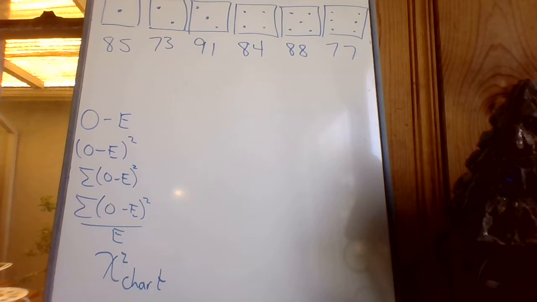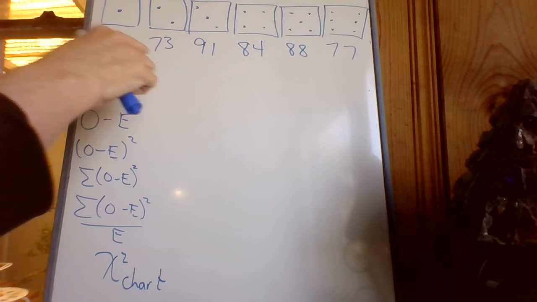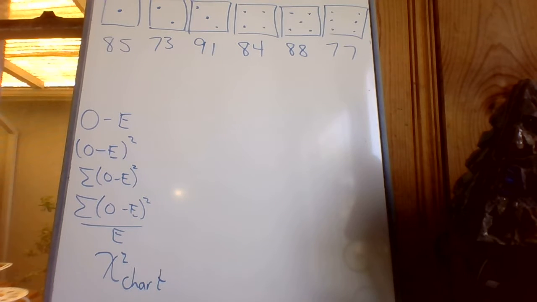Okay, the 85, the 73. That's how many times I landed on 1 when I rolled this die, how many times I landed on 2. And the first question, question A, says, well, how many times did I roll it all together?